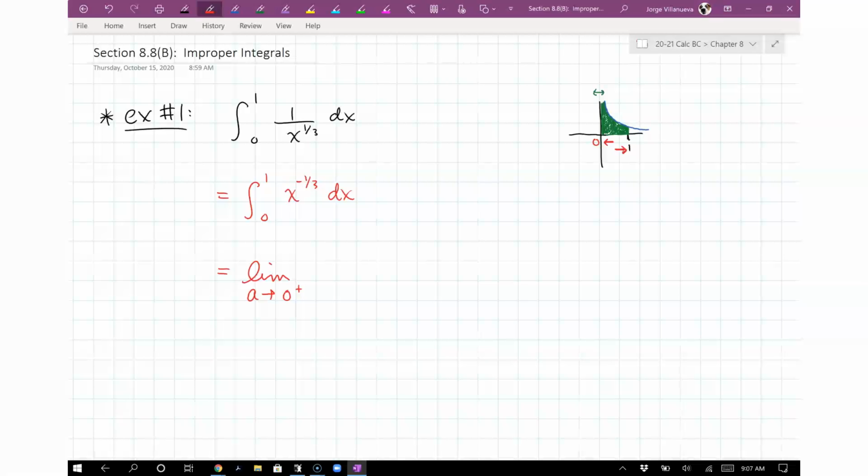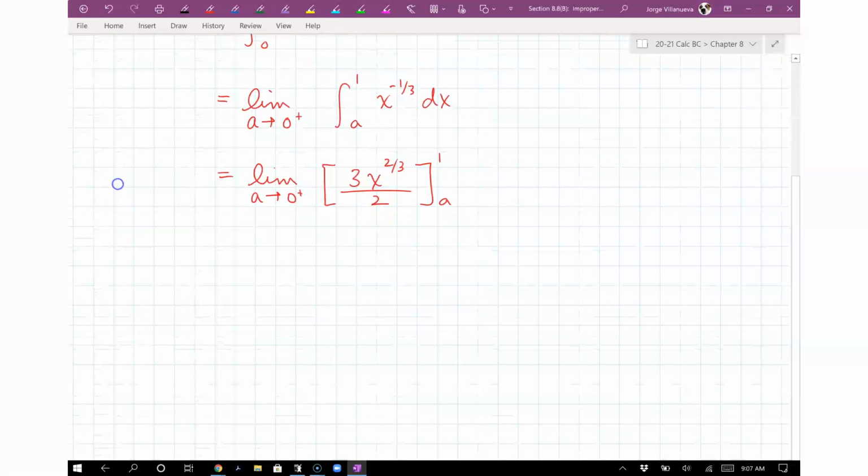All right, so we start with that, and then we put the integral from a to 1 of x to the negative 1/3 dx. Now we are going to integrate like normal: the limit as a approaches 0 from the right of the integral of x to the negative 1/3, which becomes x to the 2/3 divided by 2/3. So it's x to the 2/3 times 3/2.